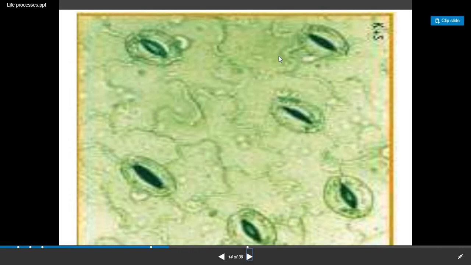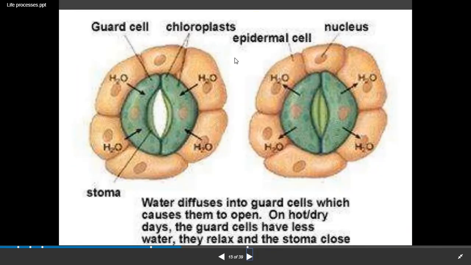This is the proper enlarged view of the stomata. This is the stomatal pore, and here surrounding it, the light green colored ones are the guard cells. Here is an enlarged view of the stomata in two conditions. This is the open condition and this is the closed condition.